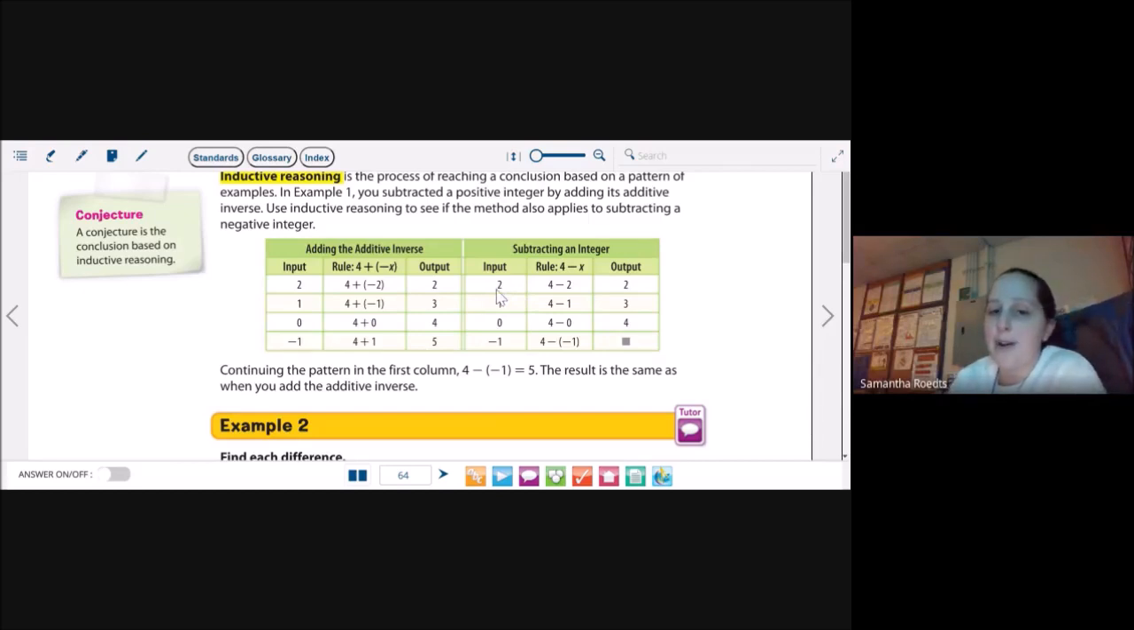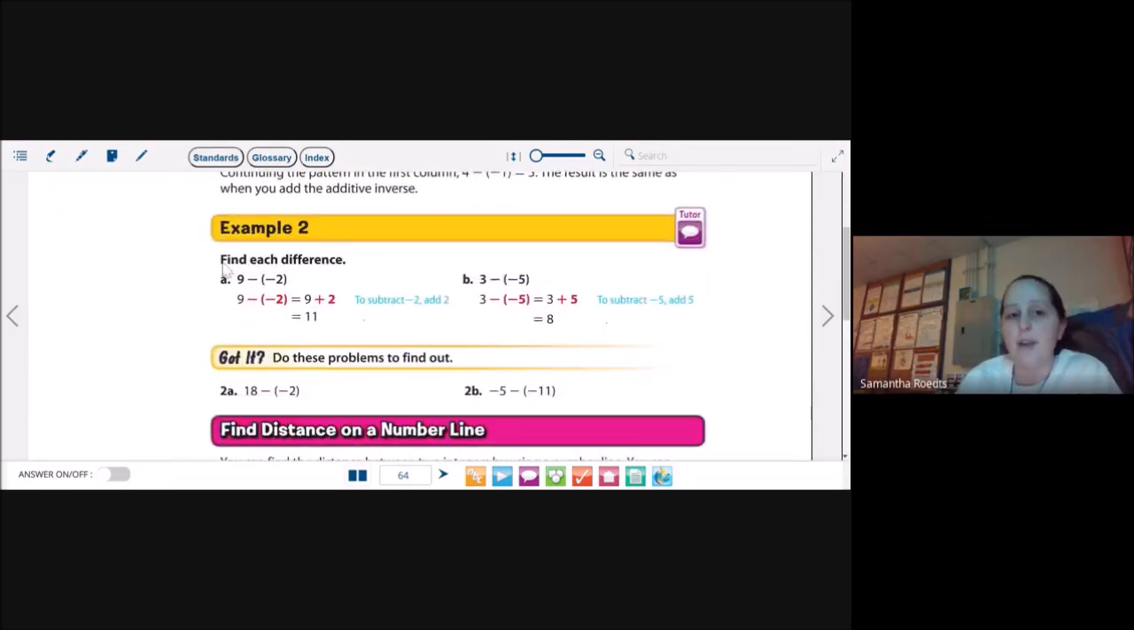So if I'm just subtracting, 4 minus 2 is 2, 4 minus 1 is 3, 4 minus 0 is 4, 4 minus negative 1 gives me 5. Continuing the pattern in the first column, 4 minus a negative 1 equals 5. The result is the same as when you add the additive inverse. Right? So find each difference in example 2.